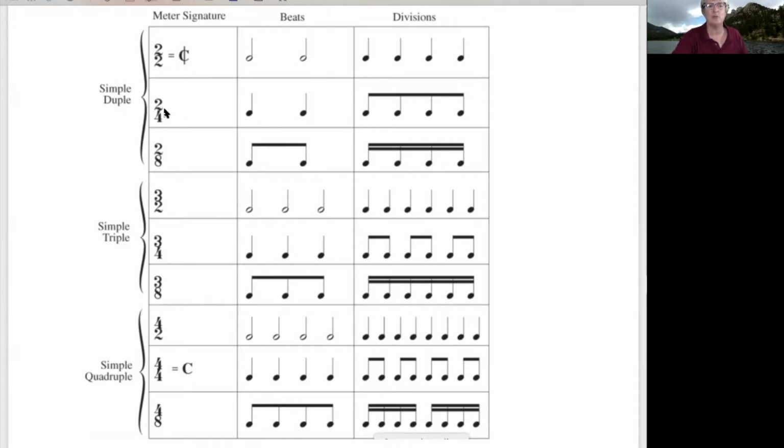Whichever note value is the beat, whether it's the half note or the quarter note, there will be 2 beats per measure, and there will be 4 divisions per measure if we are in duple meter. So these are the simple duple meters. Then in a similar way, we can have a triple meter with 3 beats per measure, or we can have a quadruple meter with 4 beats per measure. And we can have a different note value representing the beat.